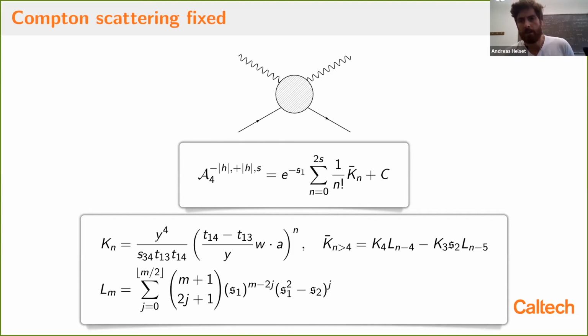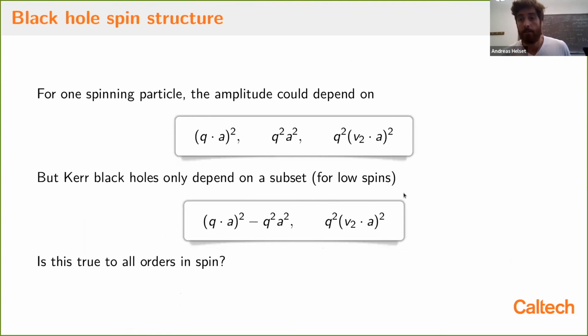And we want to say, does this then describe a black hole? Or put it differently, which kind of contact terms are necessary to describe a black hole? And if you then take this amplitude and feed it into the full scattering of two black holes, you would generically expect that the resulting amplitude should depend on the spin through various factors. So if you have one spinning and one non-spinning, the spin could enter as q dot a, q squared a squared, or this v dot a, where v is the velocity of the other non-spinning guy.